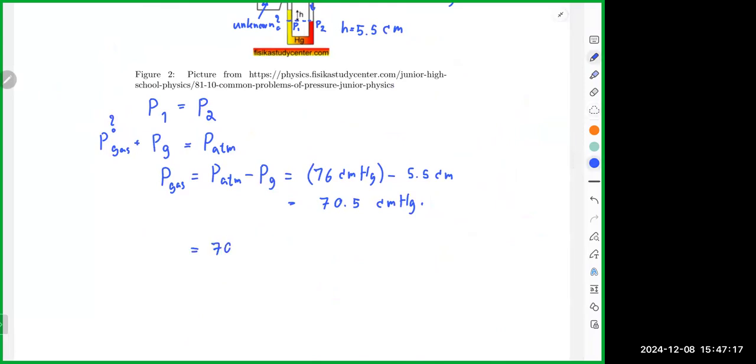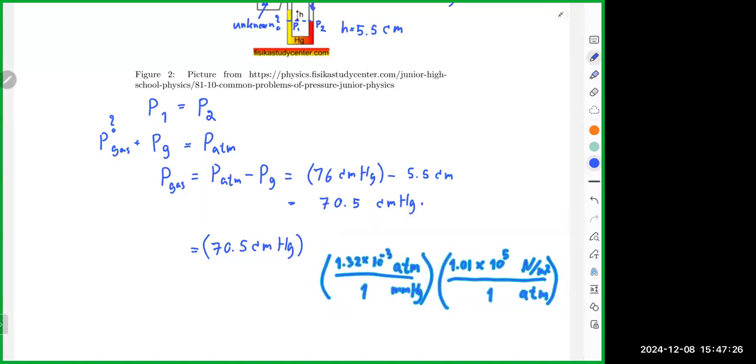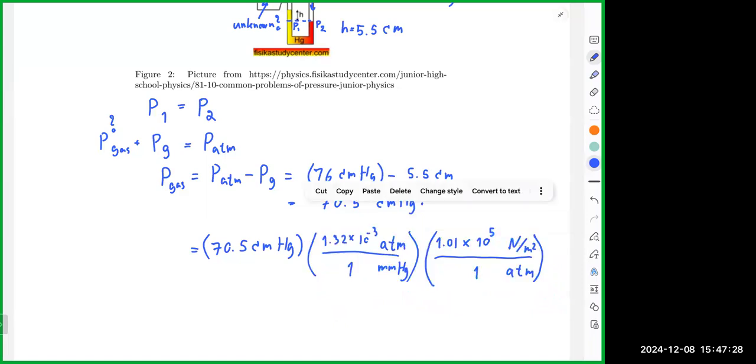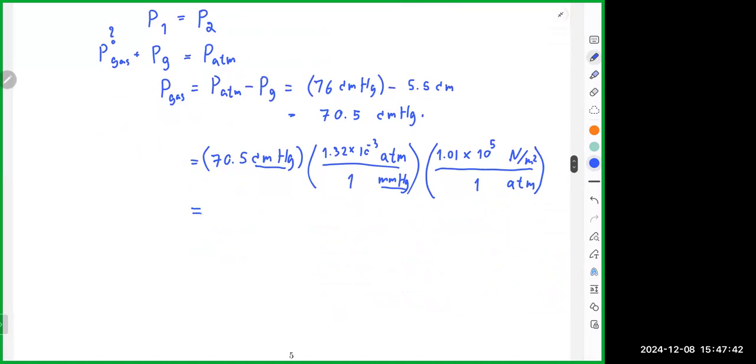Right here. You can see that. It is centimeter Hg, but it is millimeter Hg. So before that, you can use this one to change from centimeter into millimeter.